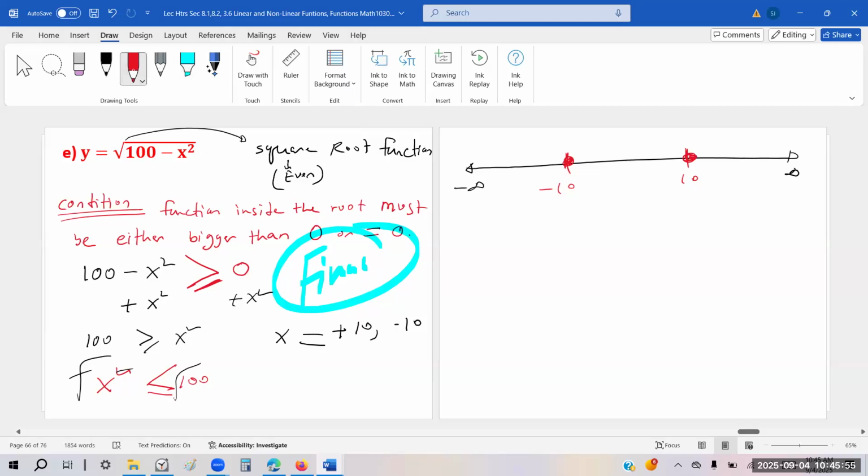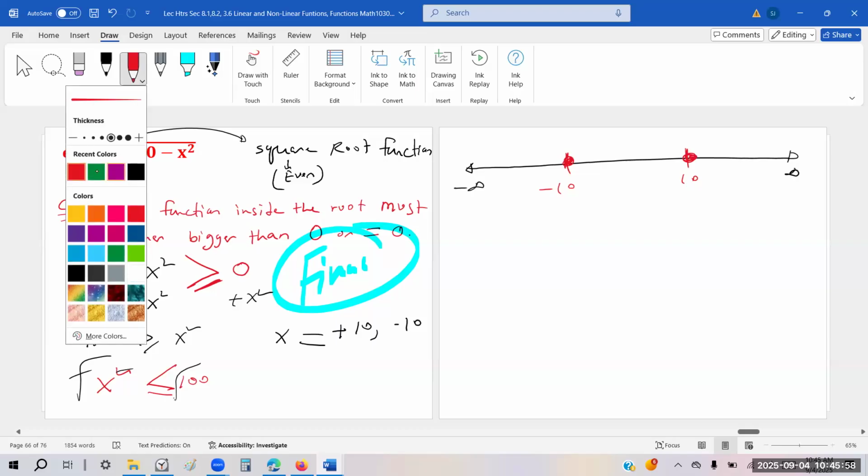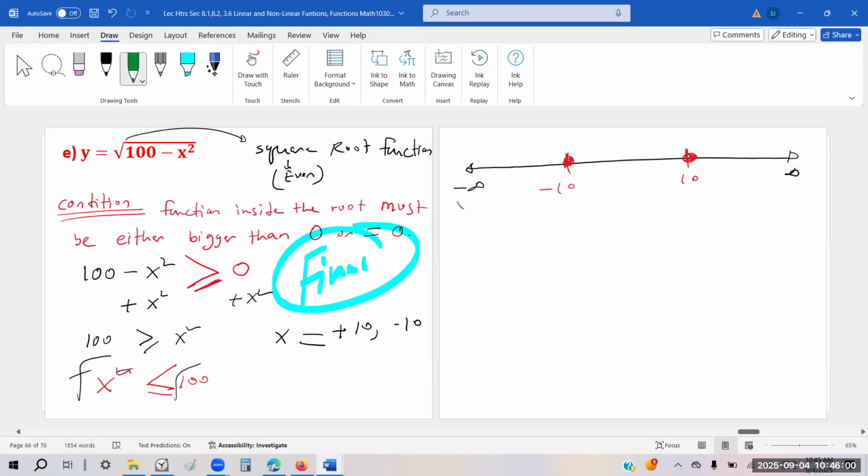In this problem, we look at each interval and see which interval satisfies x squared is less than or equal to 100. Which ones satisfy this condition? So between negative infinity and negative 10, what numbers do you have there? Pick one of them. Give me one number from that interval.